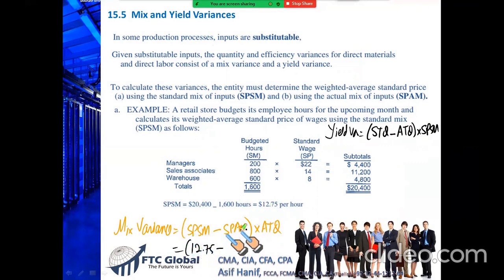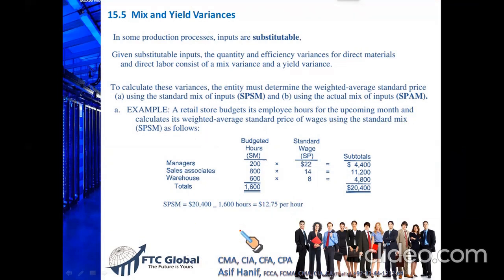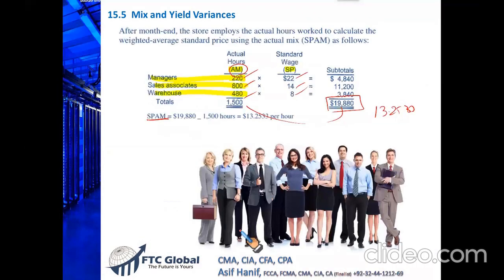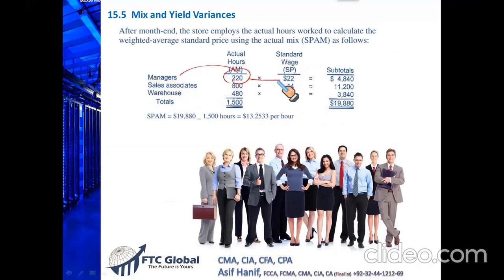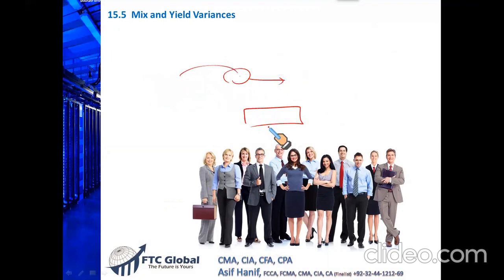But the standard price of actual mix is more. Now, why more? The reason is you used more managers' time, which are expensive hours. That is why your SPAM is higher. Your mix is adverse because your average rate has gone up. So your mix is going to be adverse.